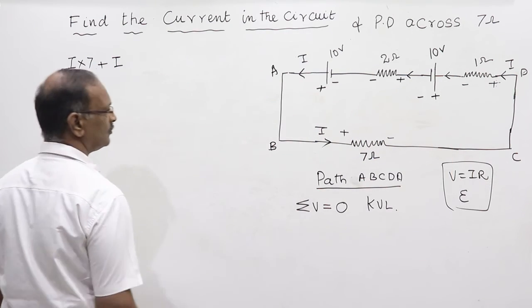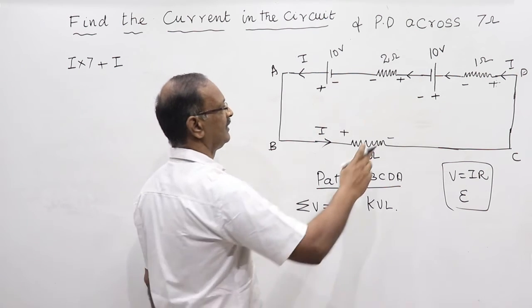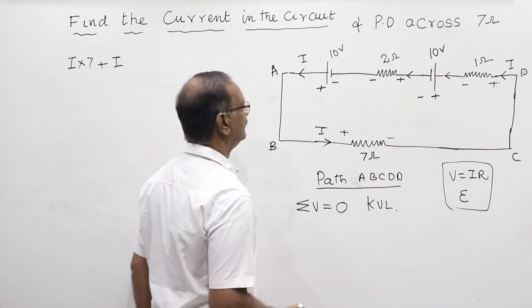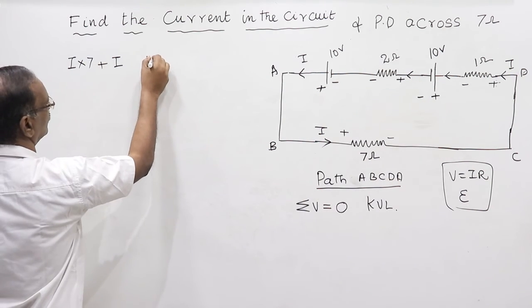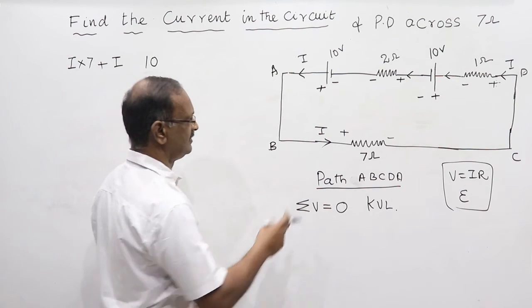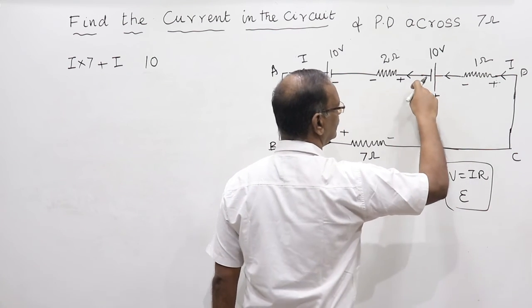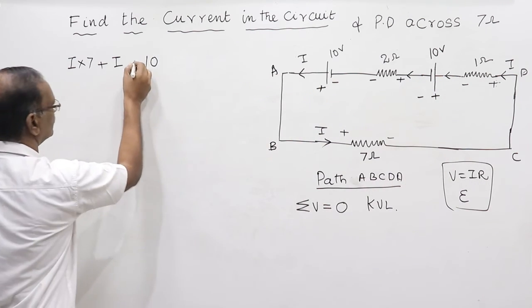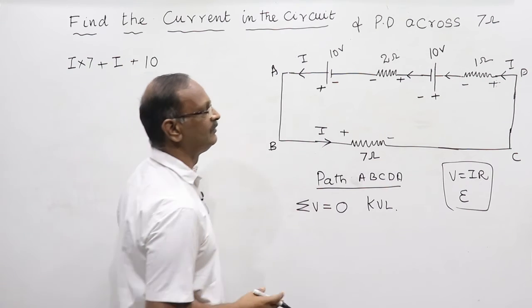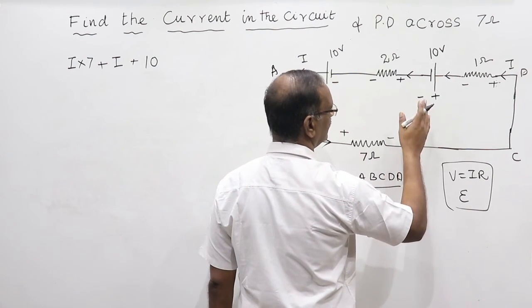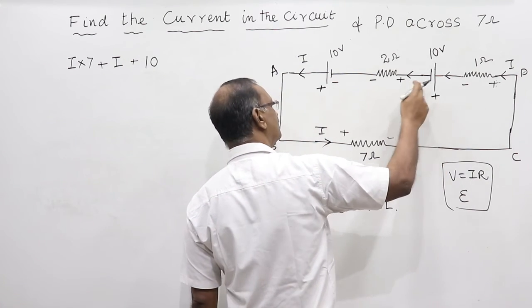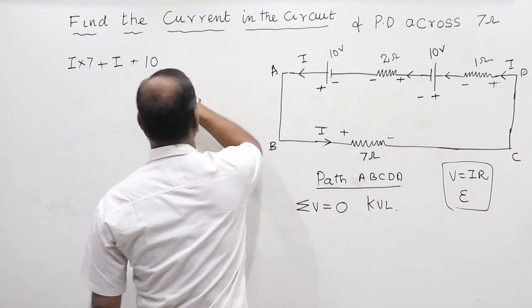Again from here to here, the EMF is 10 volt, whether it is positive or negative. Since we are moving this way, positive to negative, it is positive. If we are moving from negative to positive, it is a negative potential or negative EMF. But if we are moving from positive to negative, this is plus 10.